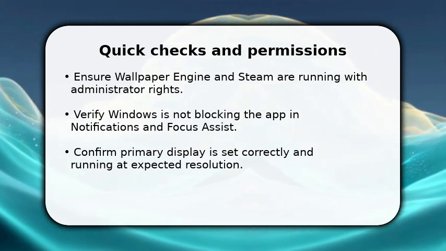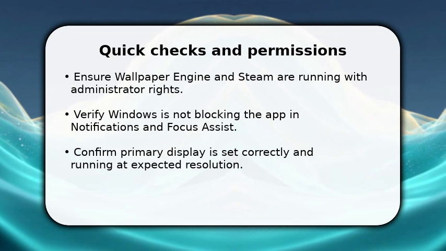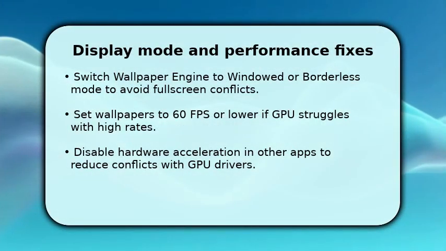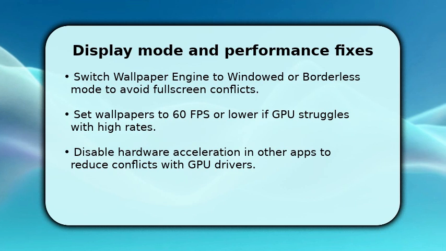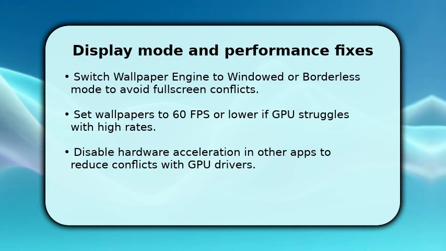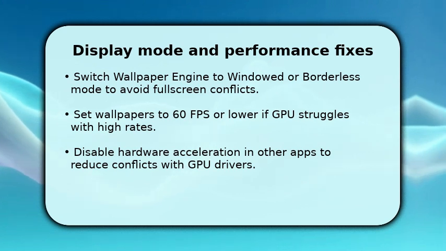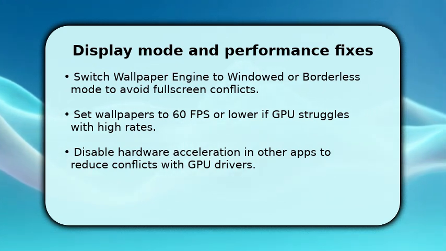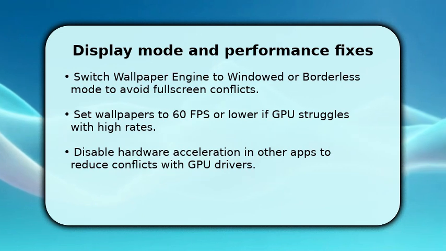If wallpapers still do not appear, change Wallpaper Engine display mode to windowed or borderless mode. Full-screen exclusive apps commonly prevent animated wallpapers from rendering correctly on certain GPUs. Lower the wallpaper frame rate to 60 FPS or less if your GPU is under heavy load.